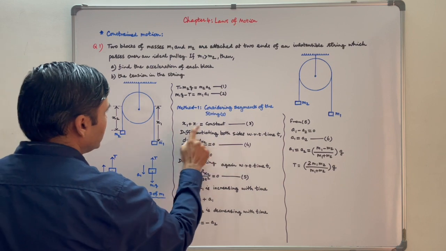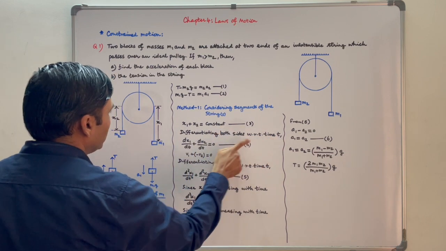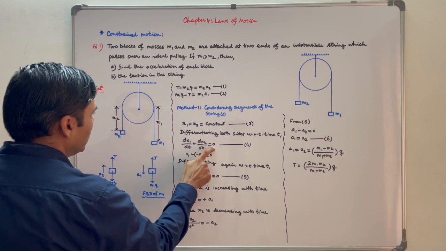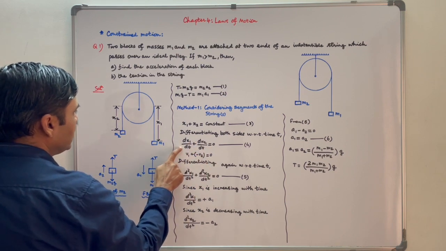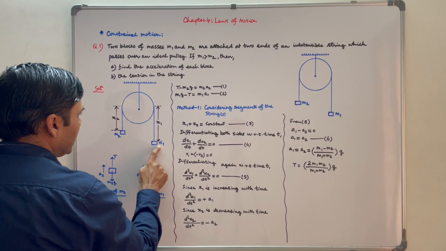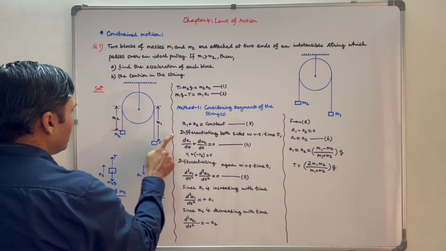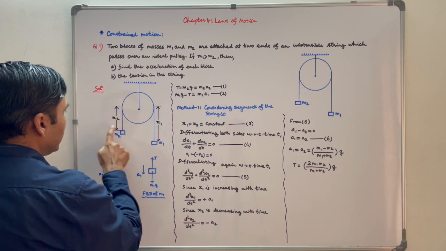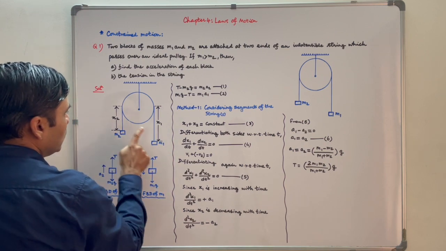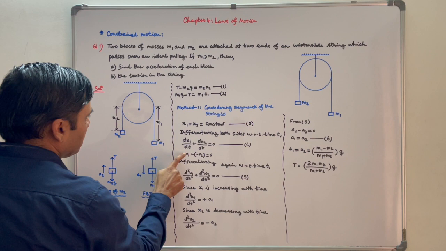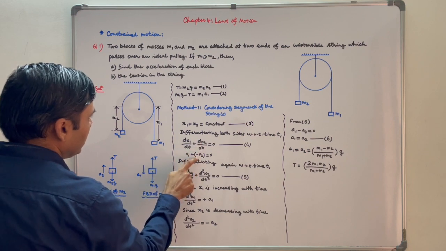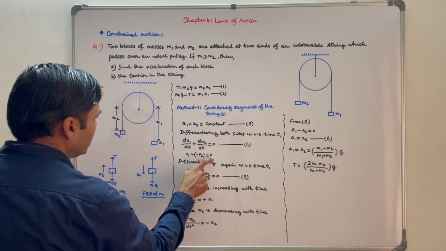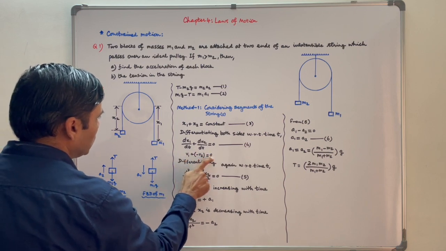Differentiating both sides of this equation with respect to time, we get dx1 by dt plus dx2 by dt equal to 0, where dx1 by dt is the velocity of block m1 and dx2 by dt is the velocity of block m2. We are considering increase as positive and decrease as negative. So dx1 by dt we will write plus v1 and dx2 by dt we will write minus v2. So v1 minus v2 is equal to 0, or v1 is equal to v2.